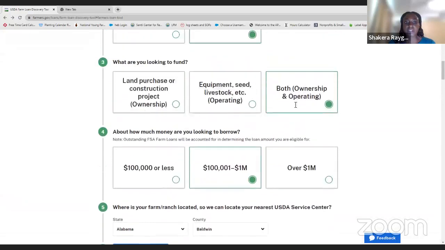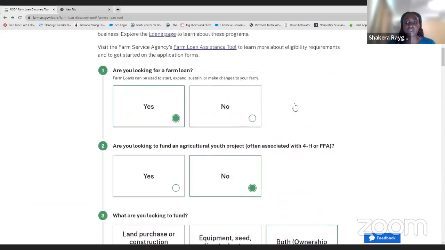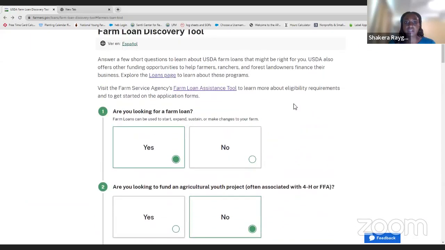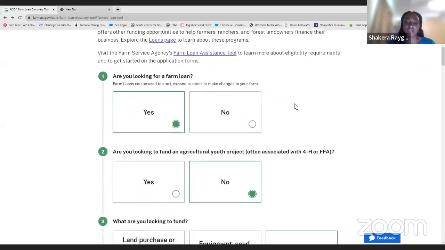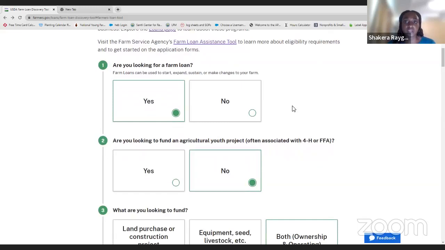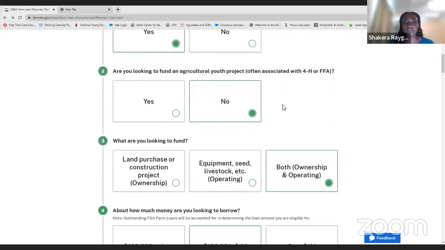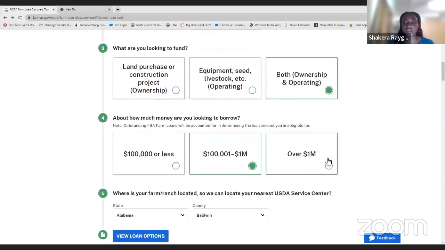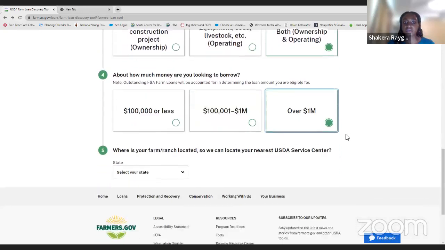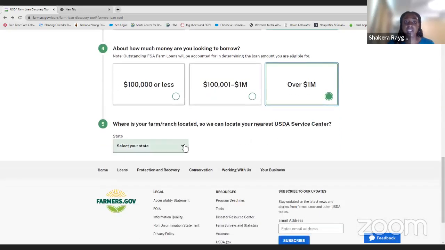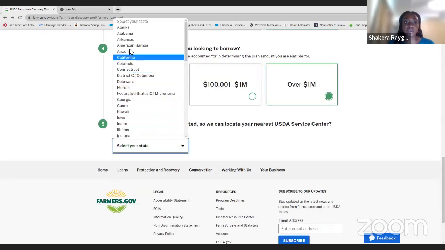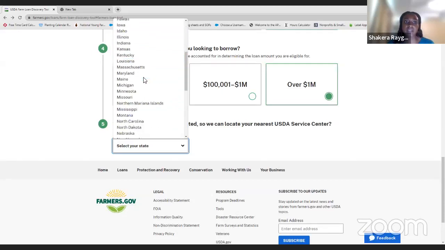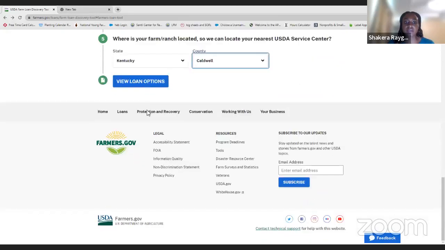I'm scrolling up because we're going to start over again and talk about some other options for if you're borrowing more than $1 million. So I know farmland is going up everywhere, so you may need to apply for a loan over $1 million. I'm just going to pick a state and a county.